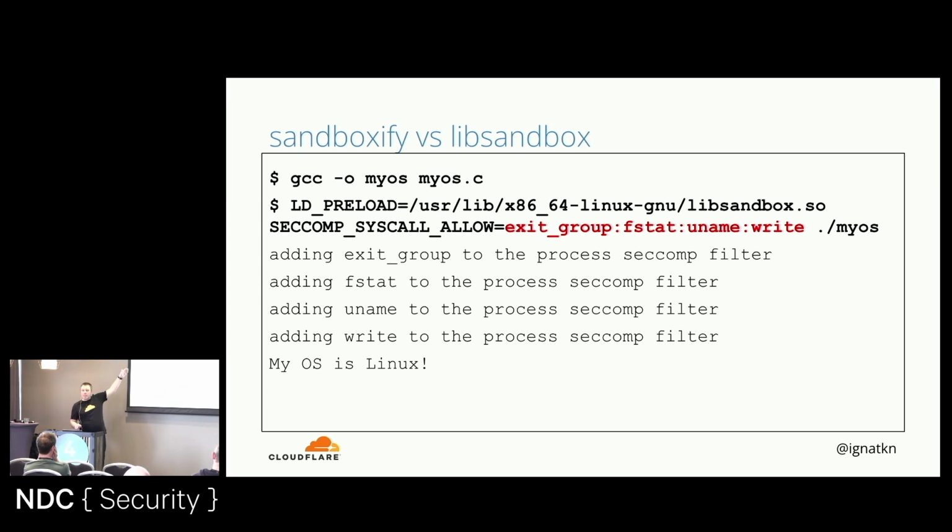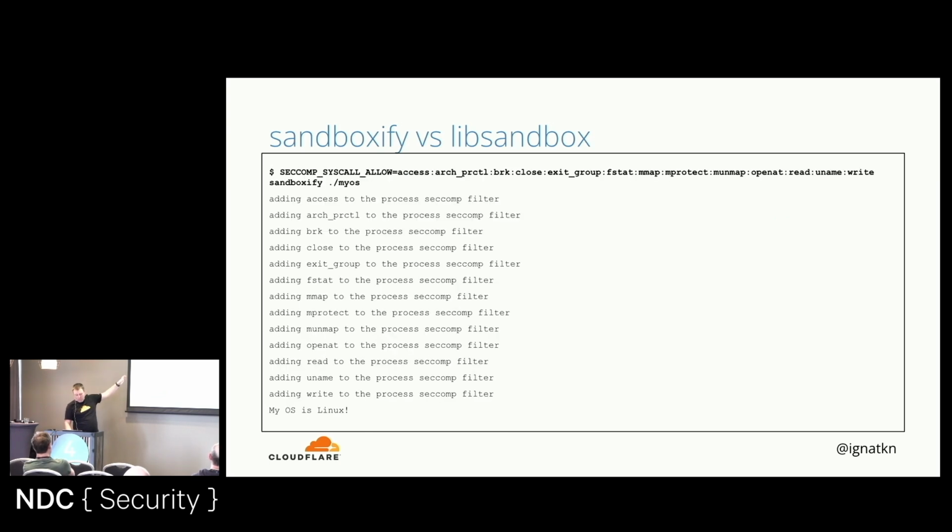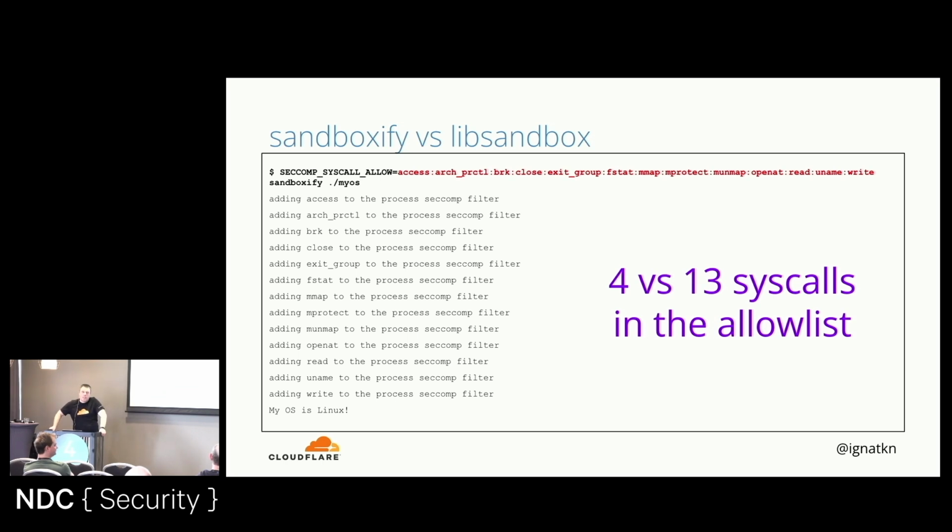And this is a dynamically linked application. Instead, if you just try, without even recompiling, to rerun this application through the Sandboxify launcher, to successfully execute this application, now we have to allow list many more system calls. In fact, it's 4 versus 13 system calls in the allow list. And a bigger allow list is a bigger attack surface, right? So in a nutshell, if you have a dynamically linked application and you use the libsandbox approach, you will end up with much tighter system call allow lists, which will greatly reduce your attack surface. Because most of the time, all these unneeded system calls are the most dangerous ones in the runtime init stage.